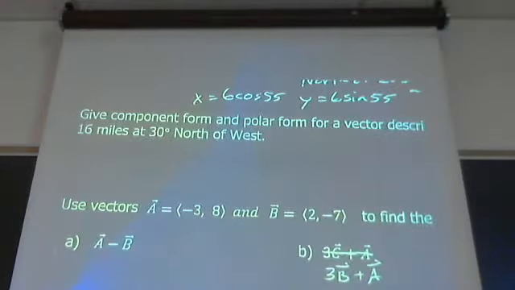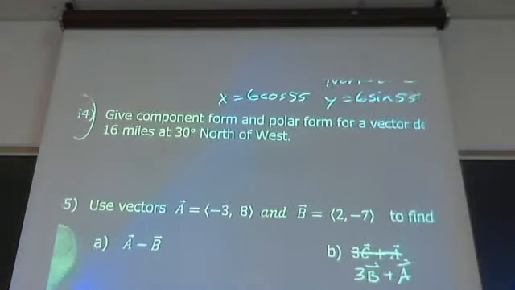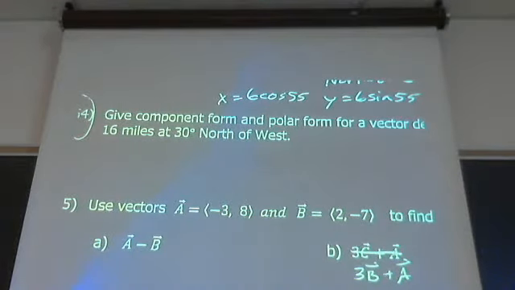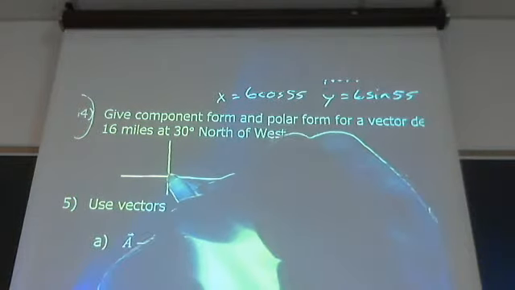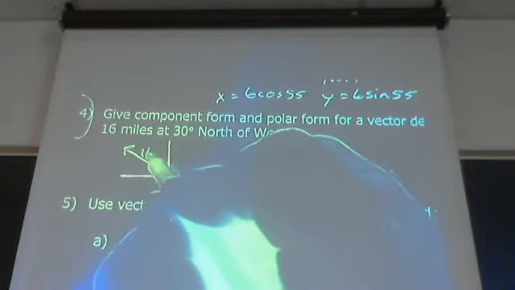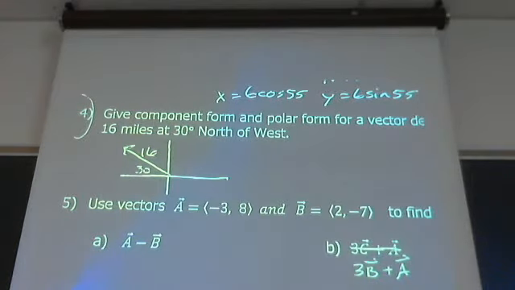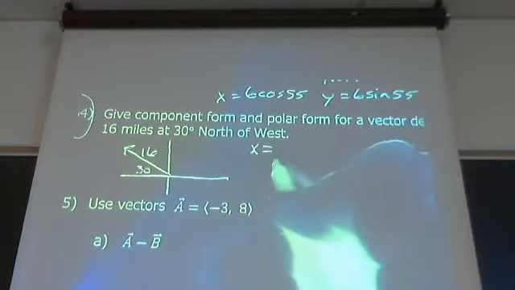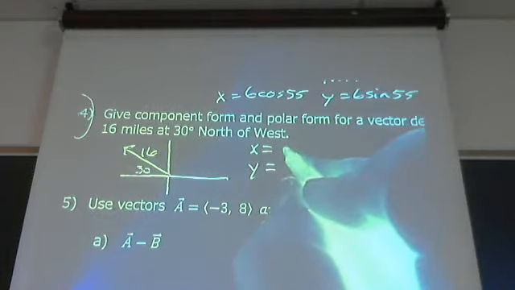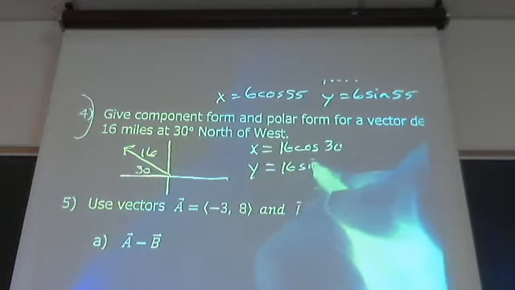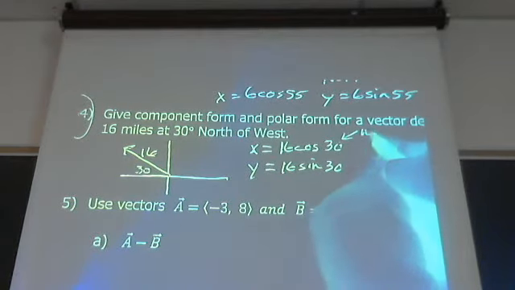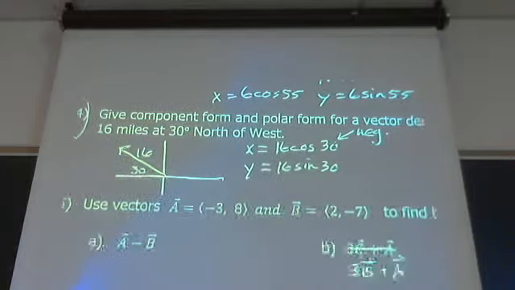Give component form and polar form for a vector describing the path of an object that went 16 miles north of west. 16 miles at 30 degrees north of west. Okay, so 30 degrees is in here. Components, just keep in mind your x value is going to be negative, so even when you do this 16 cosine 30 and 16 sine 30, just realize that this is going to be a negative number, even though the calculator is not going to spit out a negative for you.